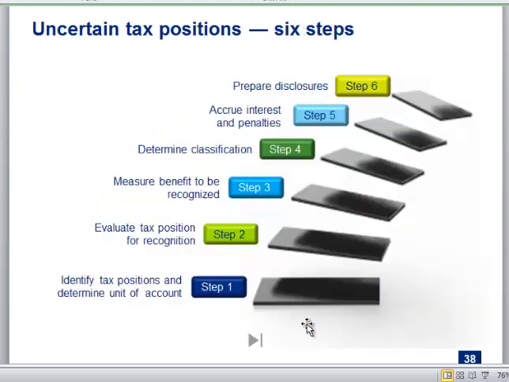All right, so we will walk through these steps, but in theory, there's kind of a process that you can go through, starting with identifying the positions you need to evaluate, assessing your need for exposure, and then ultimately going through the whole disclosure, interest, penalties, the whole thing. Okay.